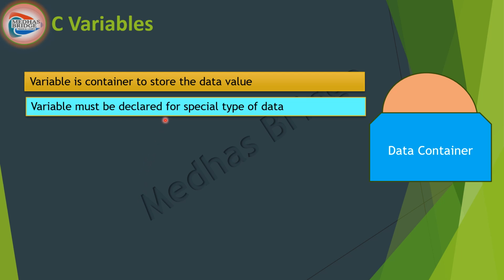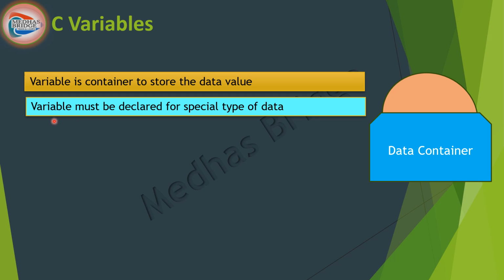You can also say variables must be declared for a special type of data. So data means some whole number, some decimal number, characters, things like that, right? We have a variety of data, and hence we need to define a type also, what type of data that we are going to store. That is what we are reiterating here.